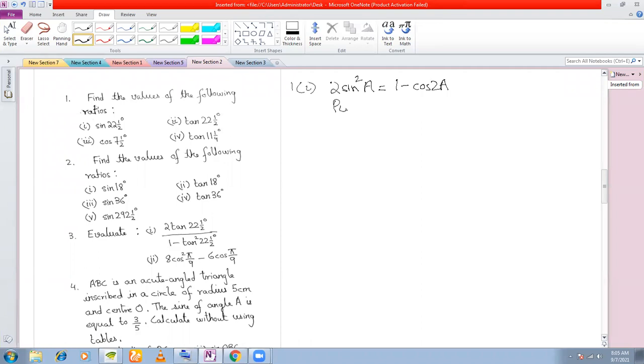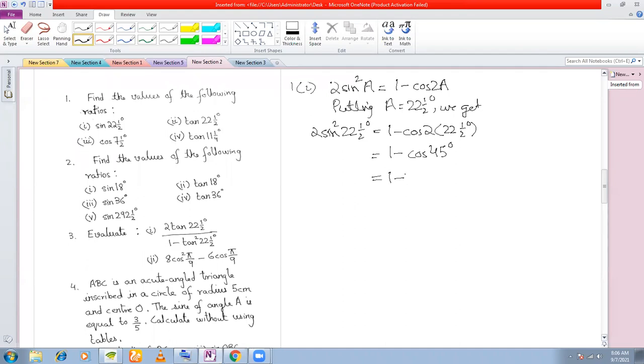So now if you put A is equal to 22 and a half degree, we'll get 2 sine square 22 and a half degree is equal to 1 minus cos twice 22 and a half degree, which is equal to 1 minus cos 45 degree. And cos 45 degree is 1 by root 2, value of cos 45, right?